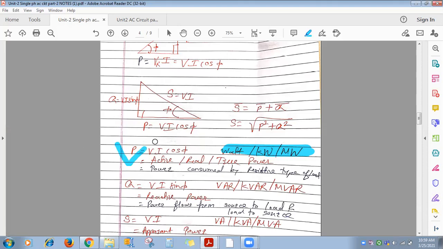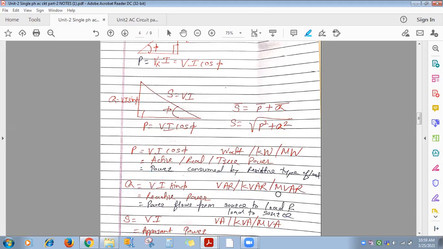This is about the active power. Reactive power is denoted by capital Q. Formula is VI sin phi. Unit is VAR, reactive volt amperes, or kVAR or MVAR. kVAR means into 10 to the power 3. M means into 10 to the power 6.